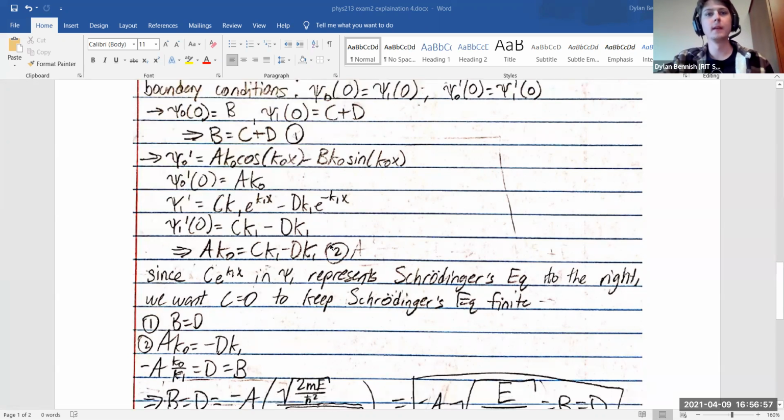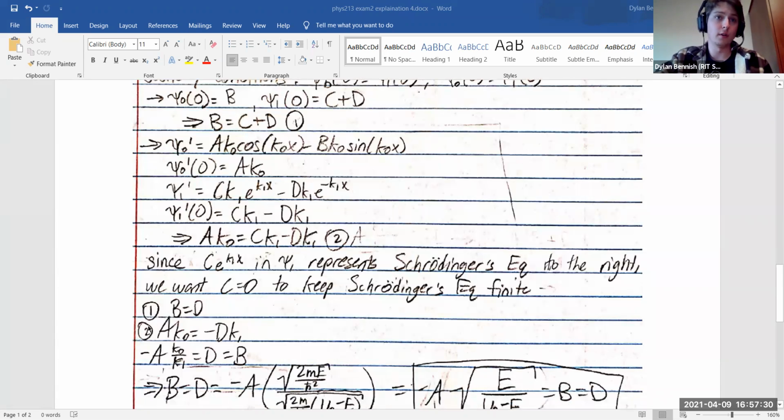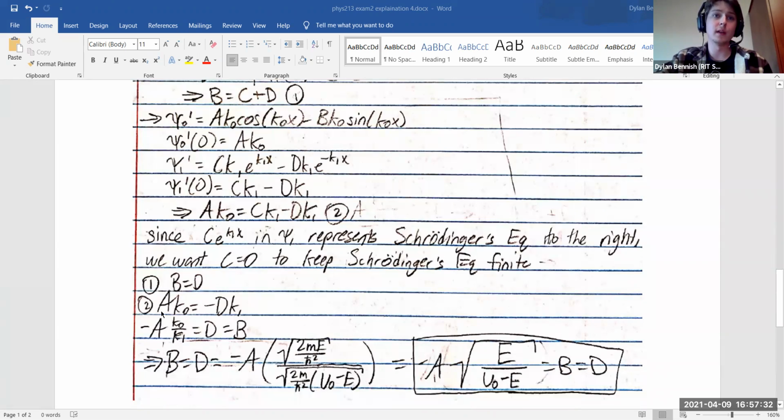That's our second equation. Now, since the c e to the k1x term in the psi 1 equation represents the wave moving to the right, we have to keep it finite at infinity, x equals infinity. C has to be 0. If c isn't 0, then this wave function won't be finite at x equals infinity. So then for equations 1 and 2, we can just set c equal to 0. We have b equals d, and a k naught is equal to minus dk1.